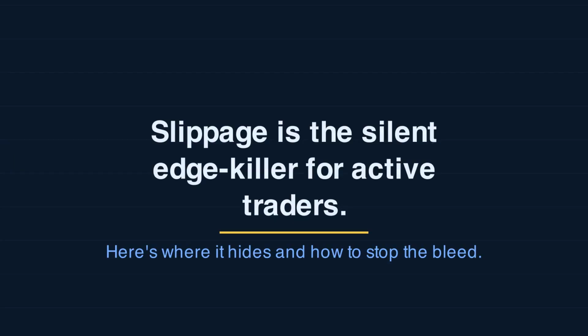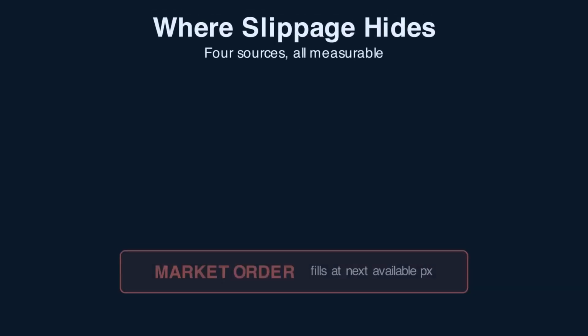A market order in a fast-moving stock can slip 5, 10, 20 cents. 5 cents per side times 500 trades a year times 100 shares equals $5,000 of pure cost on a single account. And almost no one measures it, they just look at the ticket fill price and move on. Today: where slippage hides, the order type choices that minimize it, and the tracking framework that surfaces the cost before it eats your edge. Here are the 4 sources.